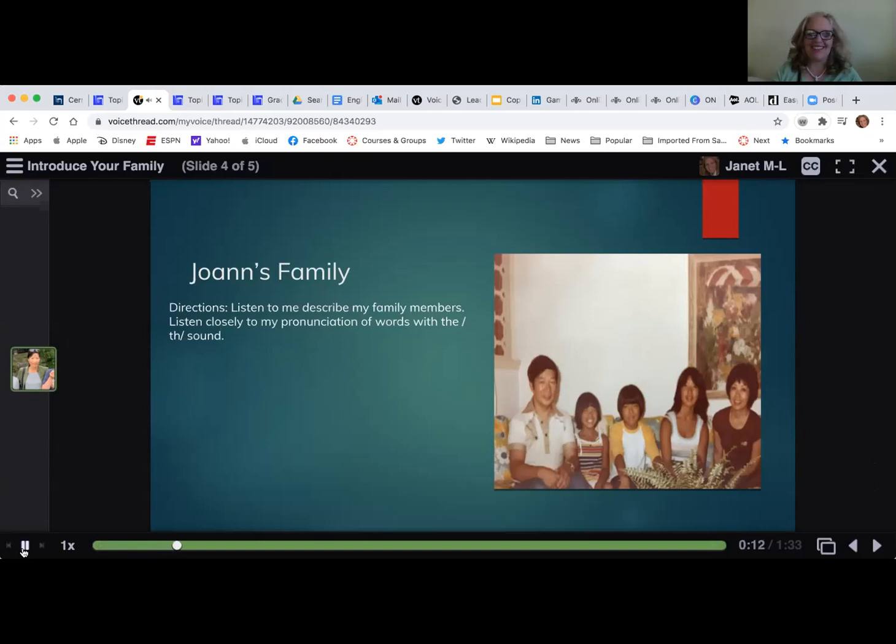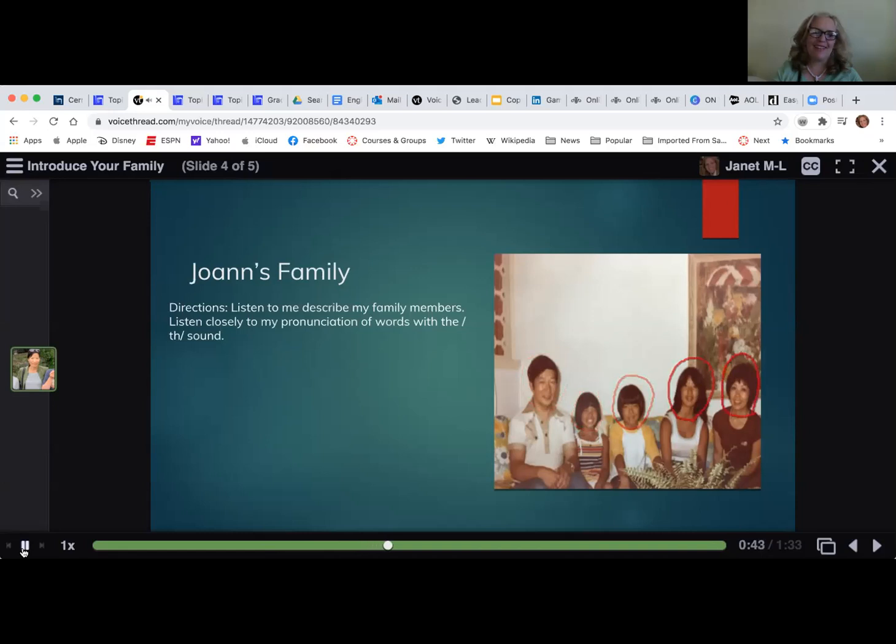Probably, judging by the clothing, it was in the 1970s. So anyways, the first person in the picture, this is my father. And his name is Tommy. This silly looking kid is me. The next one is my brother. His name is Thomas. And this person here is my sister. Her name's Lisa. And this lady over here is my mother. Her name is Keiko.